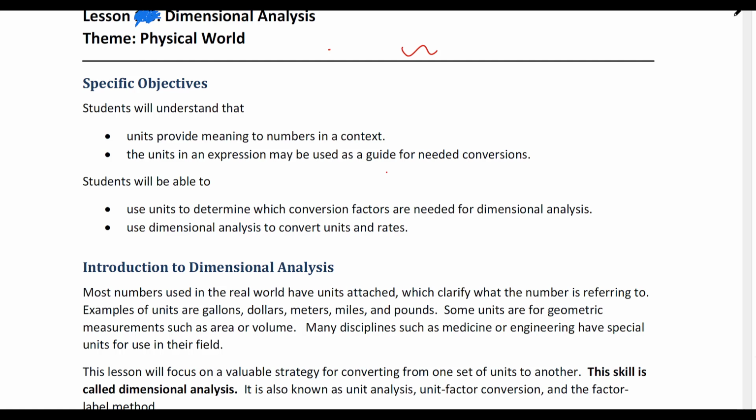Okay, this lesson is on dimensional analysis. I pulled this from some other text, so it's not going to necessarily line up with what we have been doing. I think it's at 1.5, but don't worry about that.